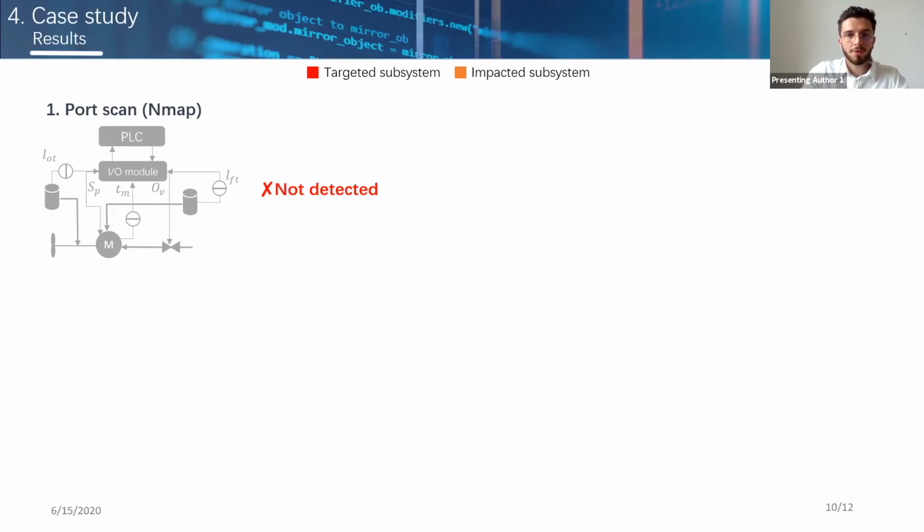So for the first generated anomaly, an Nmap scan was run with a computer linked to the CPS digital network to find all the open ports of the CPS. The scan generated numerous network packets and provides the target's free entry ports, which are potential entry ports for further attacks. This attack was not detected, and the quality dimensions of the monitored system variables were not altered.